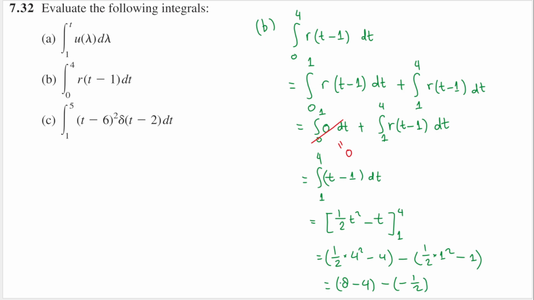On this part, I will have 4, and minus becomes plus 1/2, so we will have 4.5. And this is the answer for problem B. Now let's clean up the board before we continue.